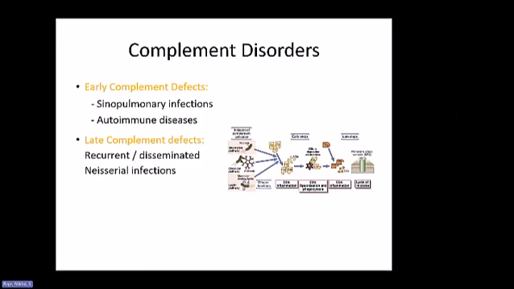Typically, these defects present with sinopulmonary infections and autoimmunity, including lupus, versus late complement defect is after that C5 cleavage and formation of membrane attack complex. So if there is a defect in C5, C5a, C5b, C6, 7, 8, 9, then it can lead to late complement defects that we typically hear about with recurrent infections with encapsulated organisms, such as disseminated Neisseria infections.